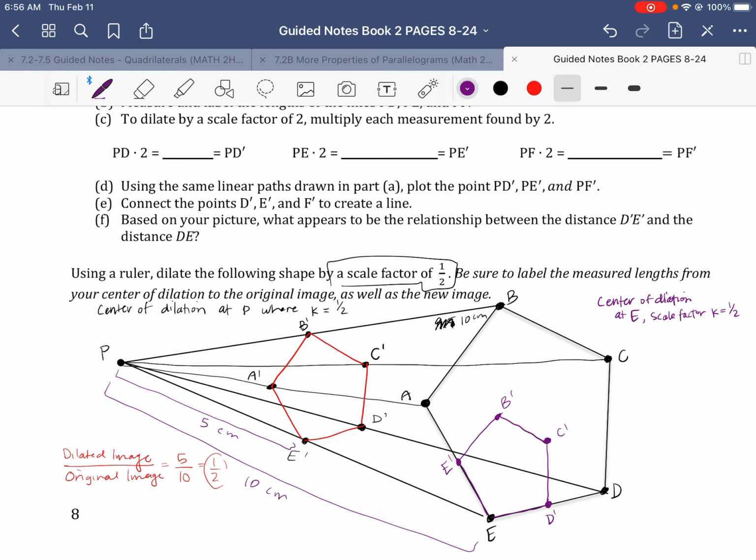It's just in a different spot because our center of dilation was at E and the center of dilation over here was at P. So depending on where your center of dilation is, that's where the 0 on your ruler goes. Then you measure and you multiply by the scale factor. So in this case, we shrunk it in half.